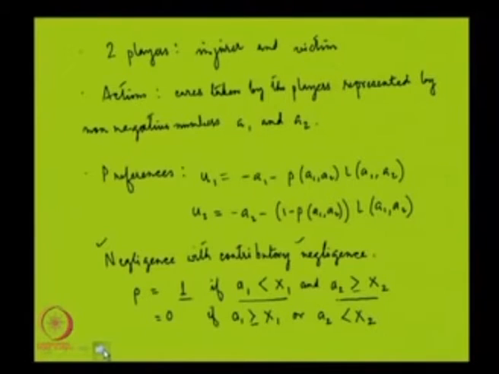Now, this may seem a little harsh on the victim, because he is getting compensated only if both these conditions are satisfied, but it is not so. I can play around with x1 and x2 and get different kinds of loss.